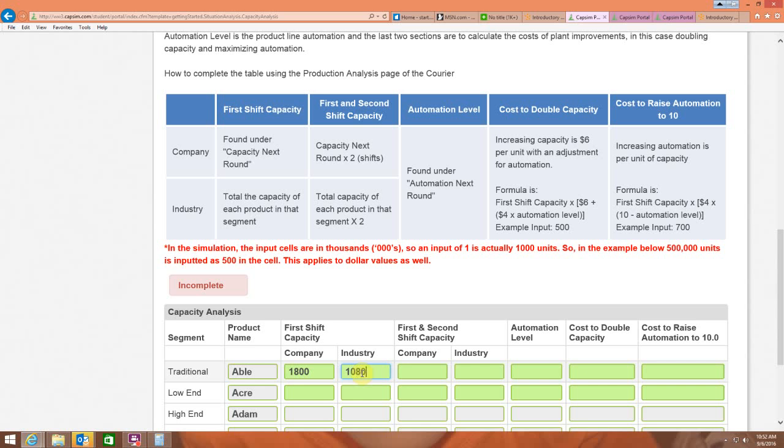Now that's again first shift capacity. First and second shift capacity, remember I said it's double this, and that math I should be able to do in my head, which is 3,600. And then the industry, again I can double this, or I could take it times 6. In either event, I'm going to come up with about 21,600.